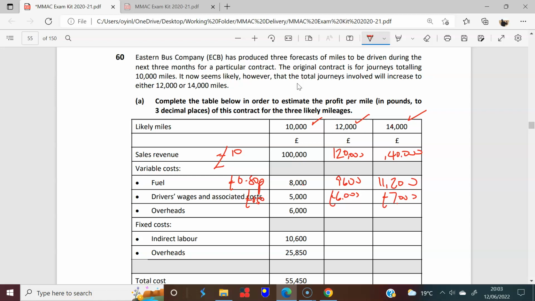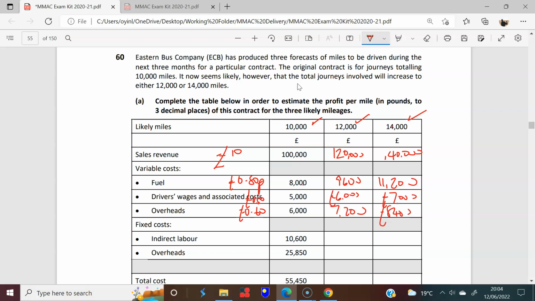And then when you look at the overheads, which are variable as well, you have the 6,000 over the 10,000, which is 60p. So 60p times the 12,000 is 7,200. And 60p times 14,000 is 8,400.